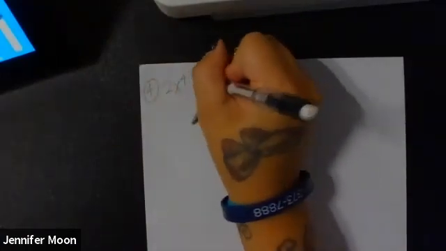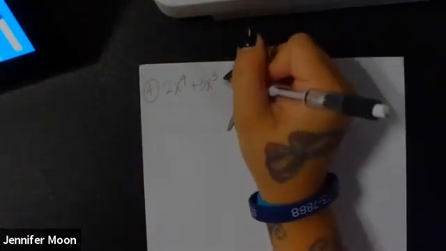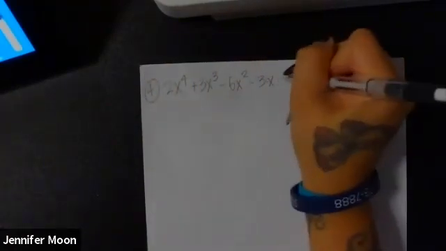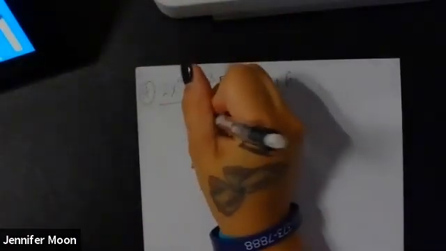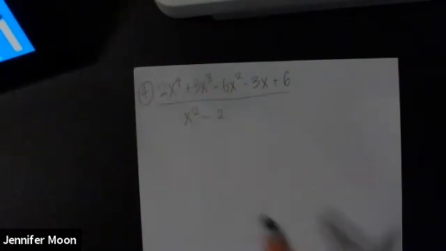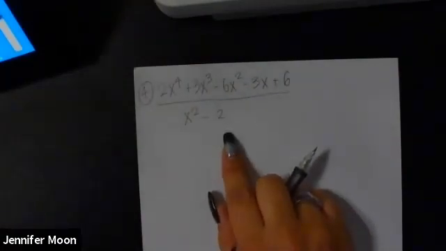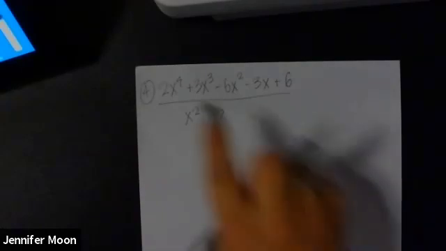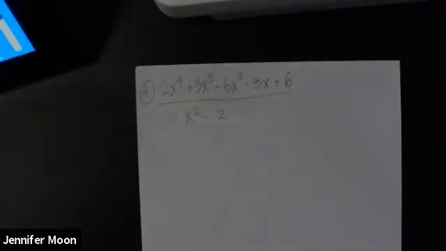2x to the fourth plus 3x cubed, negative 6x squared, negative 3x plus 6 divided by x squared minus 2. I think there's one like we just did, and I think there's 1 or 2 of these. You just notice that it went up a degree, right? We started with an x squared. I did another problem with x squared. We did a problem that started with x cubed. Now this is x to the fourth. So it's just a couple of added steps, basically.